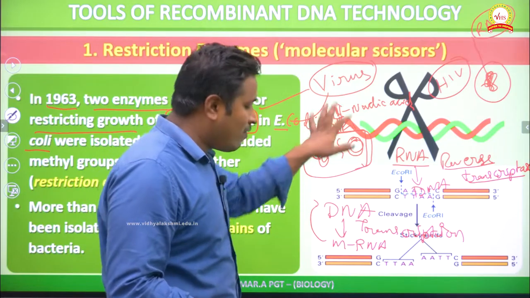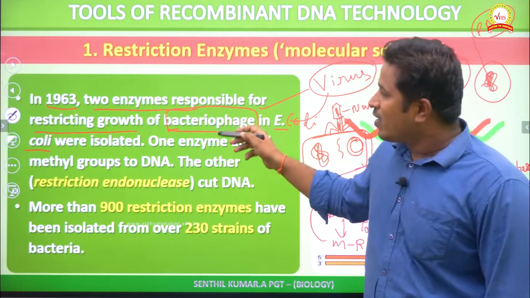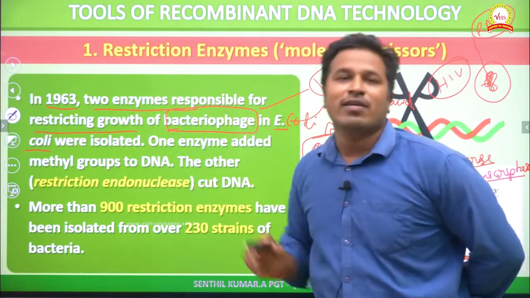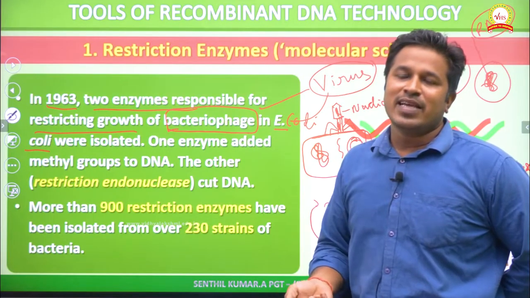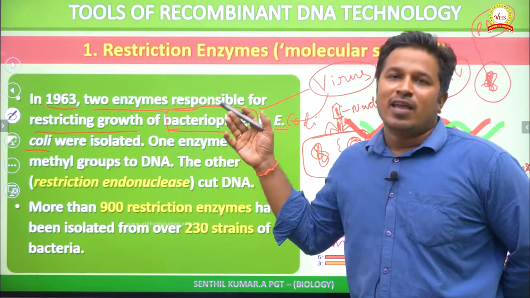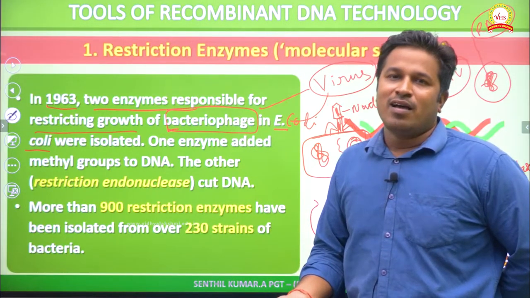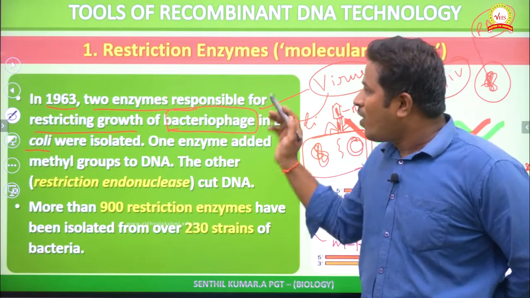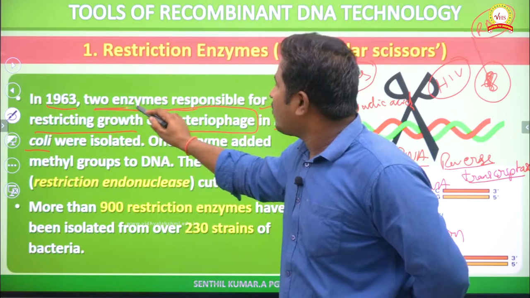In a similar way here also, the bacteriophage is there, right? That genetic material will be inserted into the bacteria and it replicates. If it replicates, it will not allow the further processes of E. coli and it may kill it. It is toxic to that particular bacteria. To avoid that, E. coli releases two kinds of enzyme.